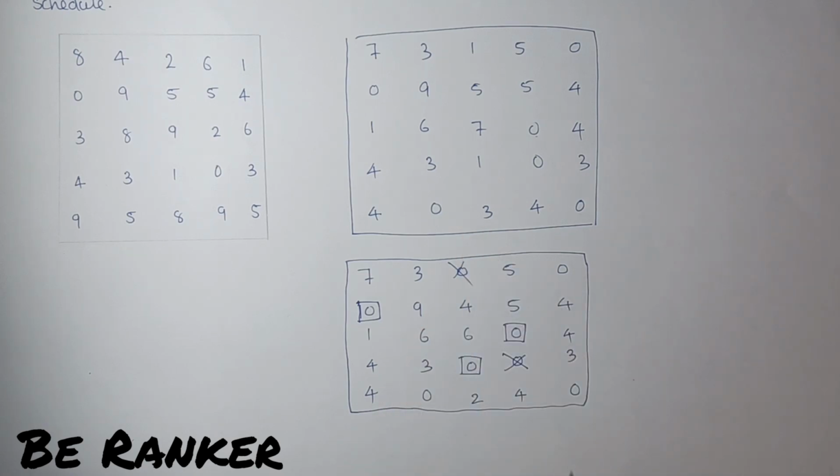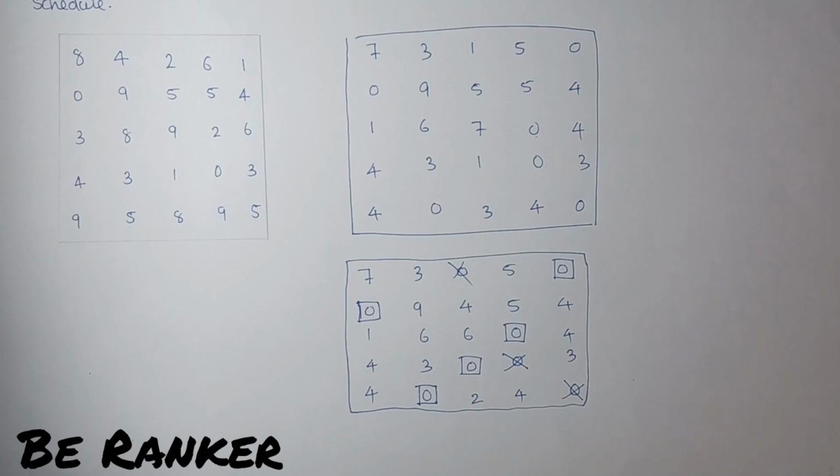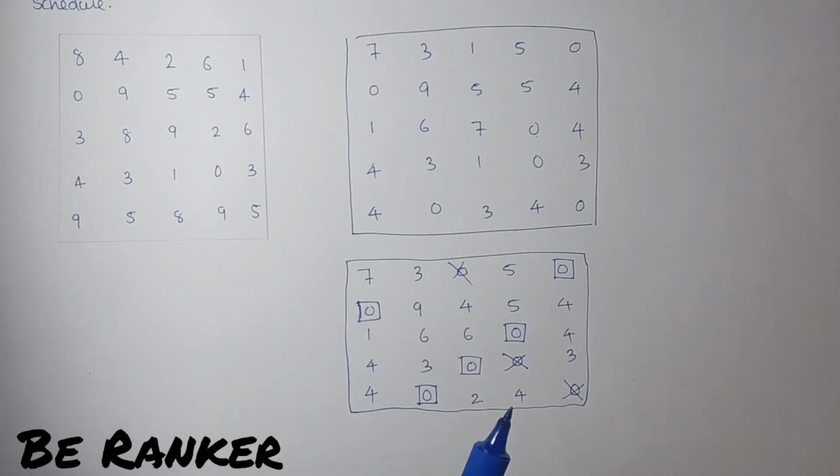Now I consider the columns. In the first column, there are no more zeros. In the second column, there is 1 zero here, so I assign this and cancel the zeros in this row. In the third and fourth columns, there are no more zeros, and in the fifth column, there is 1 zero, so I assign here and cancel the zeros here. There are no more zeros. Now all the zeros are cancelled or assigned, and all columns and rows contain 1 assigned zero. So now I can stop here.